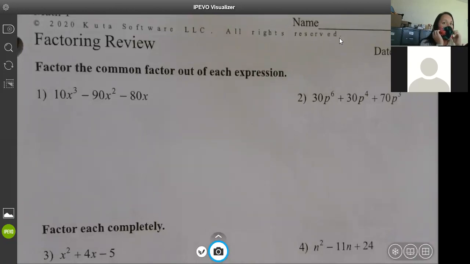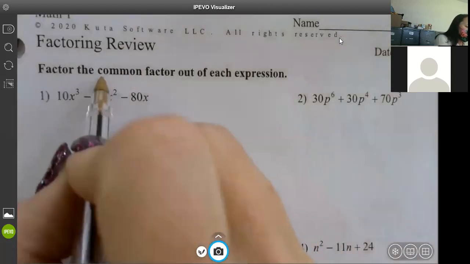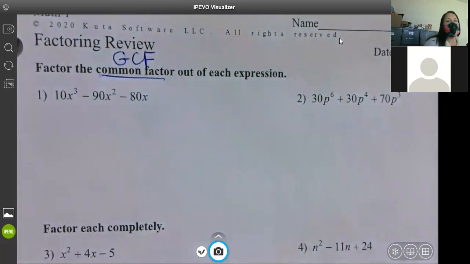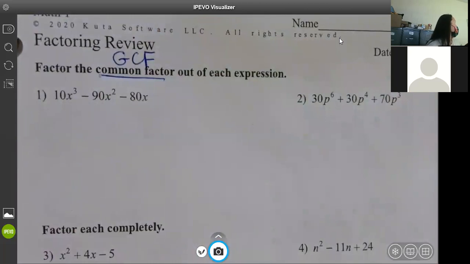So the first thing that we're going to do is it tells you to factor out a common factor. That's your GCF. Okay, and remember that's our first step to factoring anyway, but for 1 and 2, that's all they want you to do. So if you get these directions, you're only doing GCF. So we're just going to break it down.